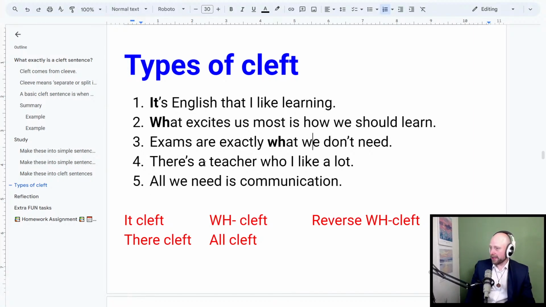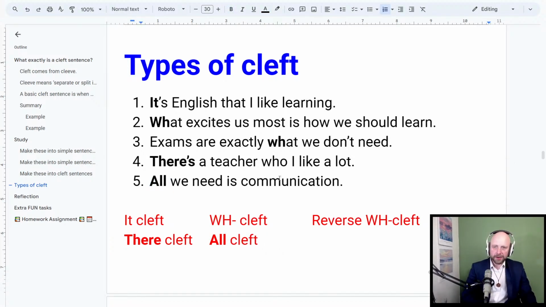Then we have there's a teacher who I like a lot. That's a the cleft. And all we need is communication. That's an all cleft. Like the Beatles, all we need is love, also featured in the thumbnail today. So they are the 5 types of cleft that we've seen today.